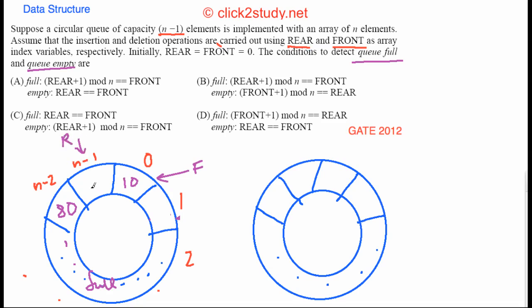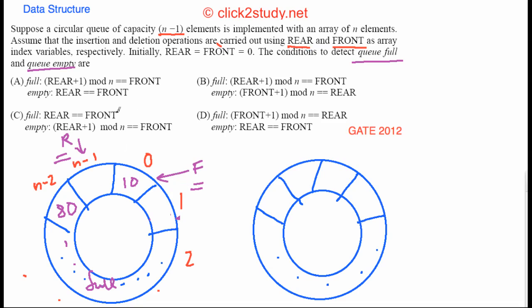Can you fill something out here? Can you put another element out here? No, because the capacity is 1 less than the capacity of the array. So one cell in this circular queue has to be empty. And this is the thing. So when is the queue full? It is full when the next element after what rear points to is the same as what front points to.